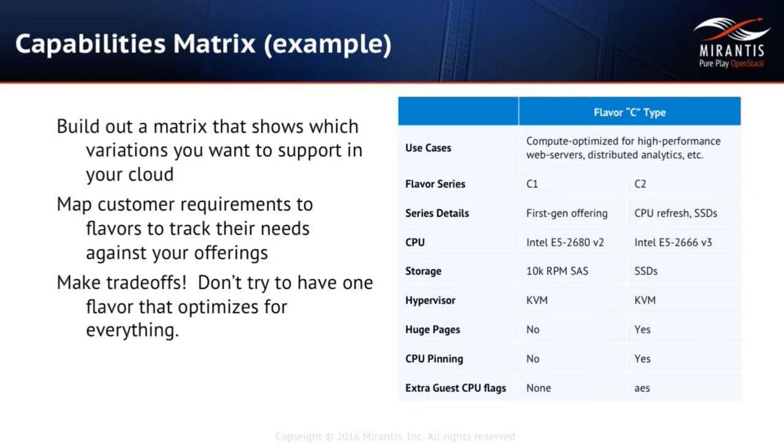supported there. And then the last point here is that we shouldn't forget that we need to be making trade-offs here, right? We shouldn't try to have one flavor that optimizes for everything. One configuration, one flavor that optimizes for everything is really one that optimizes for nothing, right? Two sides of the same coin.